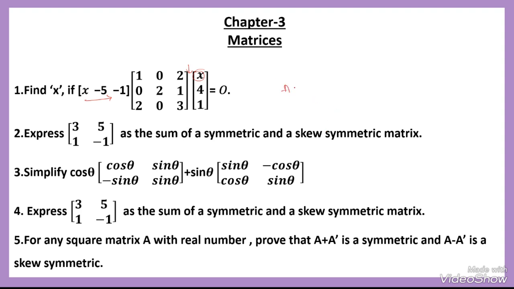The property is: the given matrix taken as A can be expressed as the sum of symmetric and skew symmetric, that is 1 by 2 (A plus A transpose) plus 1 by 2 (A minus A transpose). Substitute the matrix A and its transpose in this equation, and you will get the result same as the given matrix. This is for 3 marks.